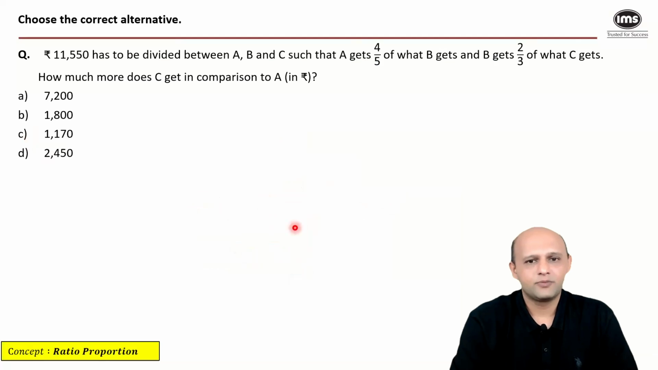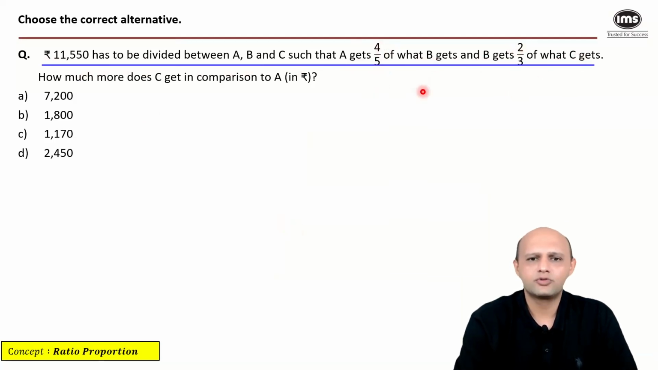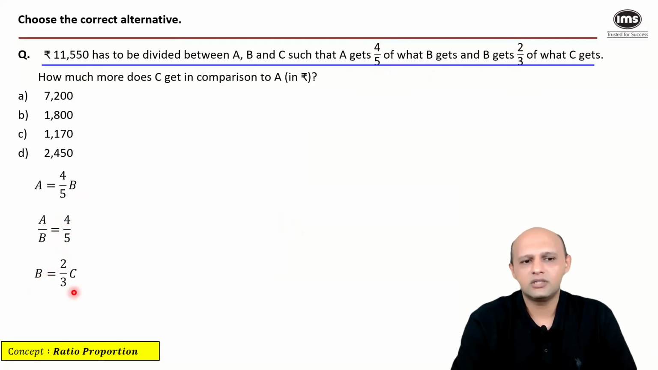You have a question on ratio and proportion now, finally. 11,550 has been divided amongst A, B, C such that A gets 4/5 of what B gets and B gets 2/3 of what C gets. This is a standard statement that we have been used to watching and solving from our textbooks and practices. So A is 4/5 of B, therefore A by B is 4/5. B is 2/3 of C, so B by C is 2/3.